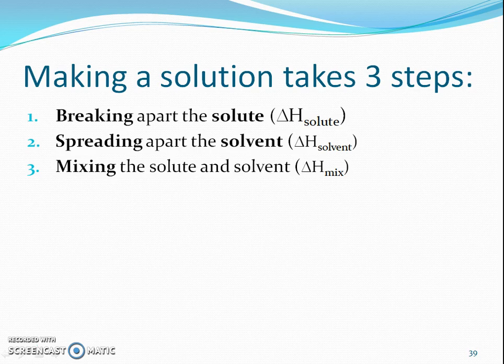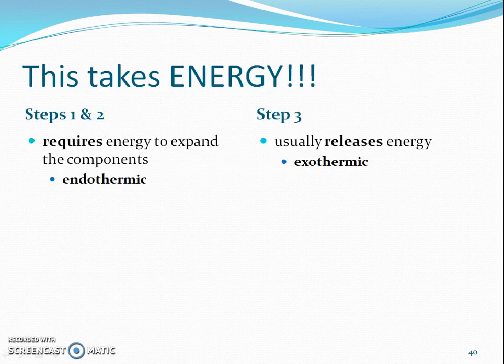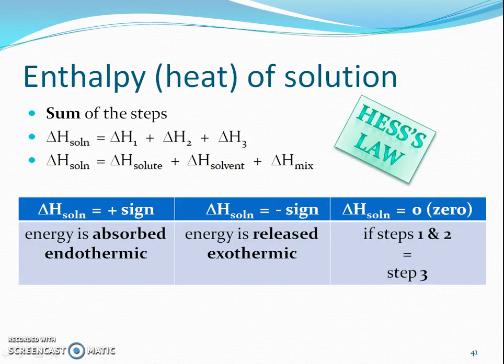So again, making a solution takes 3 steps, so we should be able to go through this kind of quickly now that I've explained it. The first part, of course, is breaking the solute bonds. Number 2 is separating the solvent away from each other, those liquid IMFs. And then 3 is the mixing, them coming together in some way. So it all takes energy. Steps 1 and 2 would be endothermic, again, because we're breaking apart or separating. And step 3 would be exothermic, because we're bringing them back together.